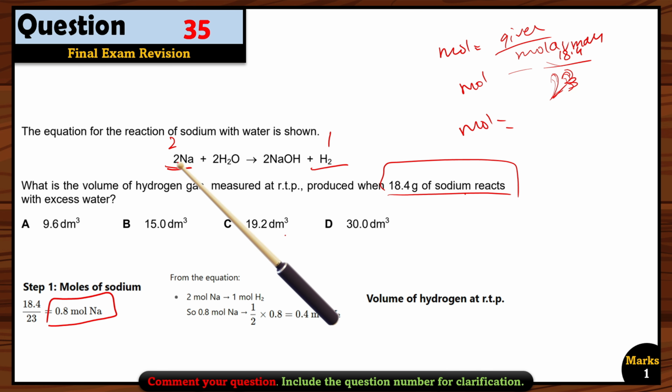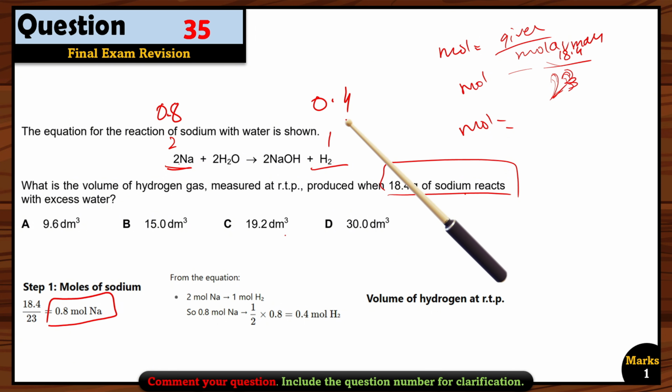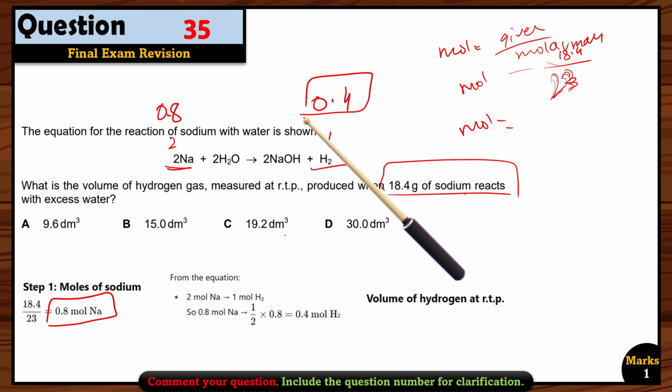So what does it mean? If 2 is producing 1 hydrogen gas, then 0.8 will produce how much hydrogen gas? 0.4 mole, right? So 0.4 mole we already know. Now what we have to find? We have to find the volume of hydrogen gas.